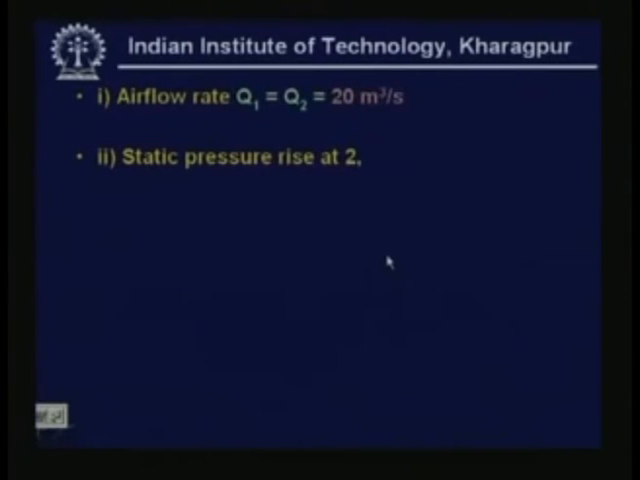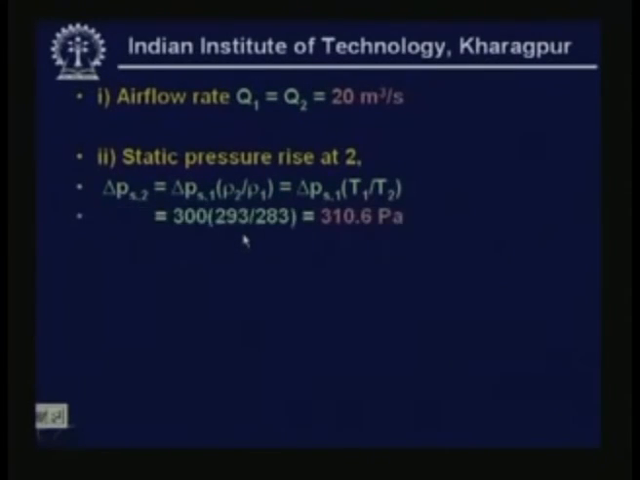for example, air flow rate remains constant at 20 meter cube per second, and static pressure rise delta Ps at condition 2 is directly proportional to density, and density is inversely proportional to absolute temperature. So, you can find out delta Ps2 is equal to delta Ps1 into rho 2 by rho 1, which is equal to delta Ps1 into T1 by T2. T1 and T2 are absolute temperatures, as I said. So, that is equal to 300 into 293 by 283, which is equal to 310.6 Pascals.